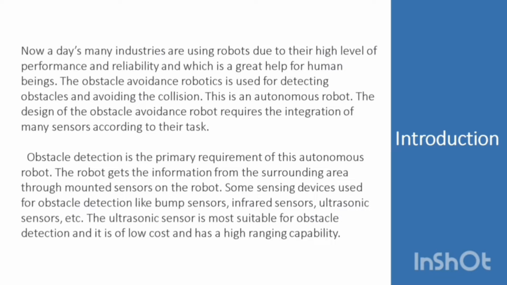The robot gets information from the surrounding area through sensors mounted on the robot. Some sensing devices used for obstacle detection are bump sensors, infrared sensors, ultrasonic sensors, etc. In this particular project, we have preferred the ultrasonic sensor, which is the most suitable for obstacle detection, and it is also supported by its low cost and high ranging capability.